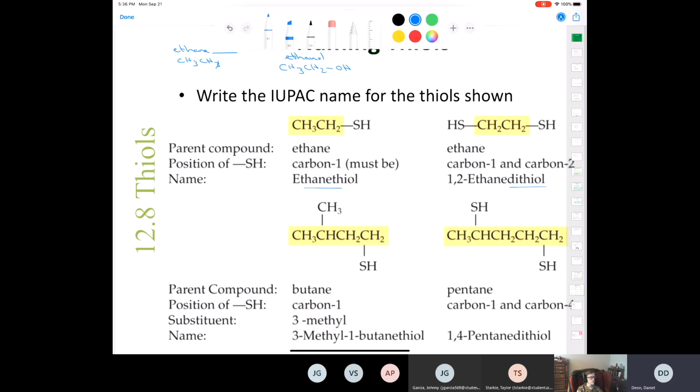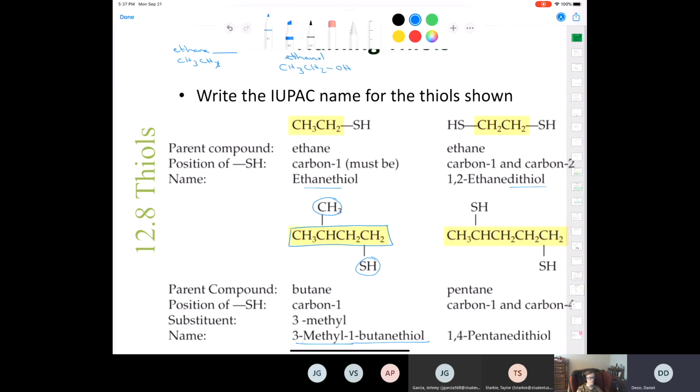Here's another example. You can see that the longest carbon chain contains 4 carbons, so that would be butane. You have a thiol at carbon number 1, so that's 1-butanethiol. And then we have a methyl in the third position, so that's 3-methyl-1-butanethiol.